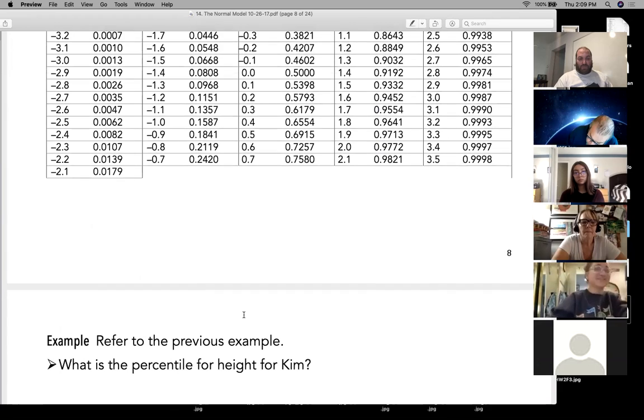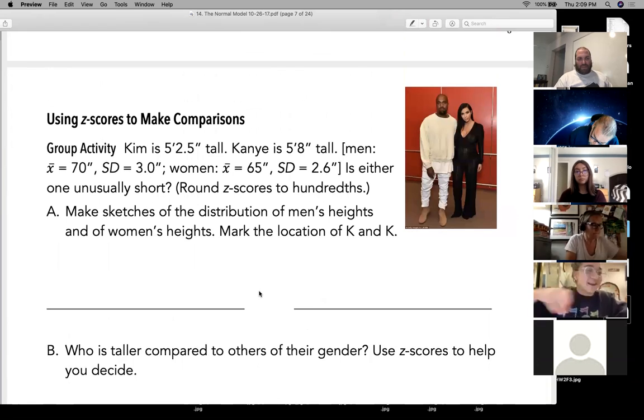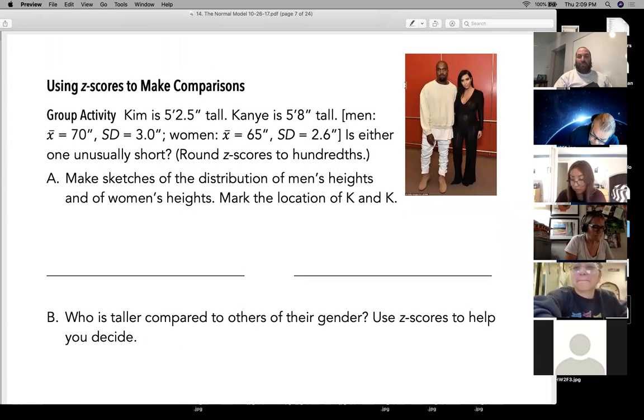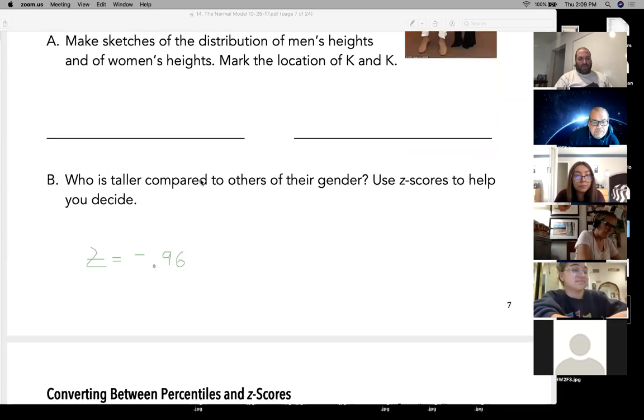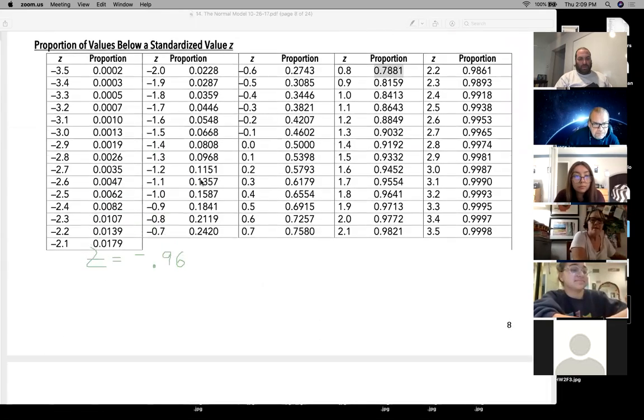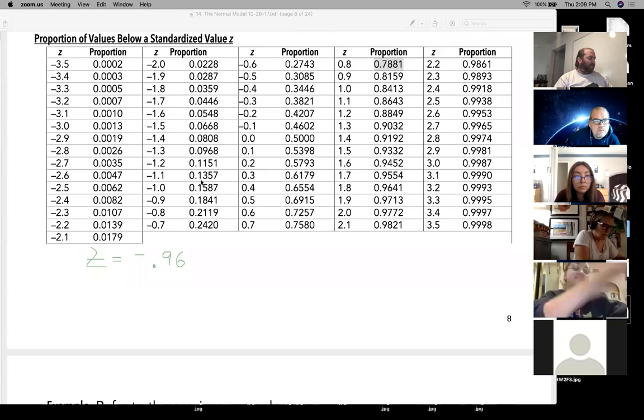Okay, so let's refer to the previous example. What is the percentile for the height of Kim? Anyone recall from last time, what was Kim's z-score? Negative 9.6? No, that can't be right. Negative 9.6 is really, really low. Negative 0.96 makes more sense. Okay, so now we're going to go to our table and look for a z-score of negative 0.96.